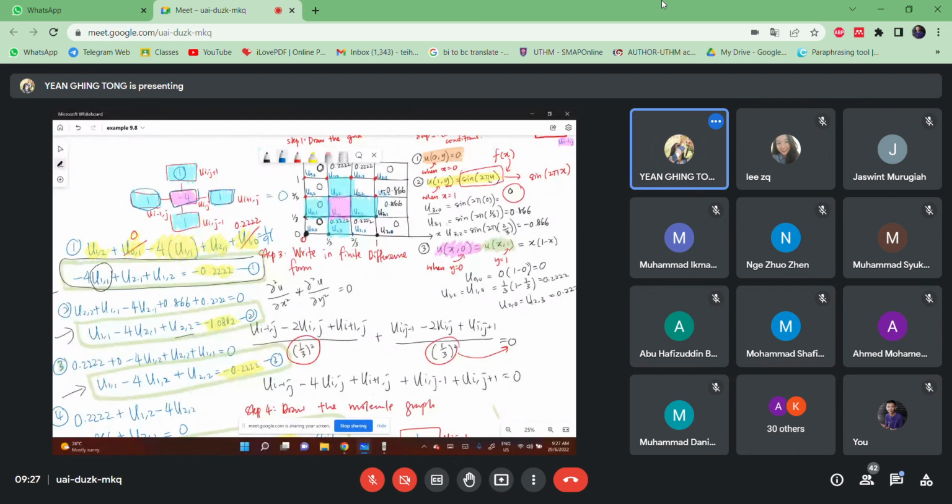At this point we have to consider based on this one, because this is our target cell. At this point the value of x is 1/3, and at this point the value of y is 1/3 as well. So based on the target cell, the purple color, the value of x here is 1/3, and y is also 1/3. Understand?